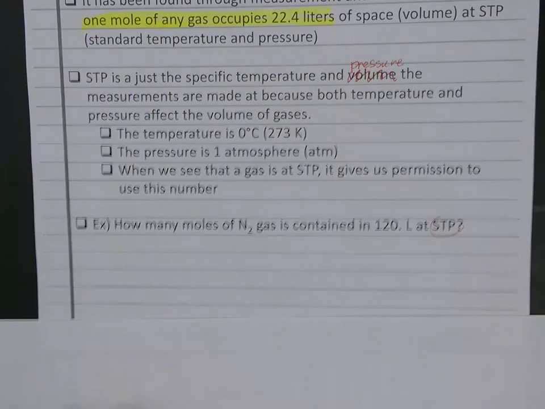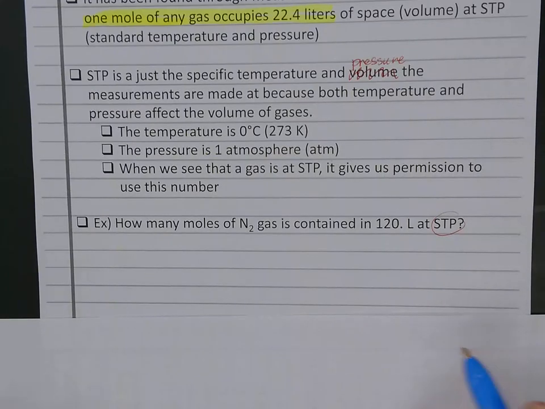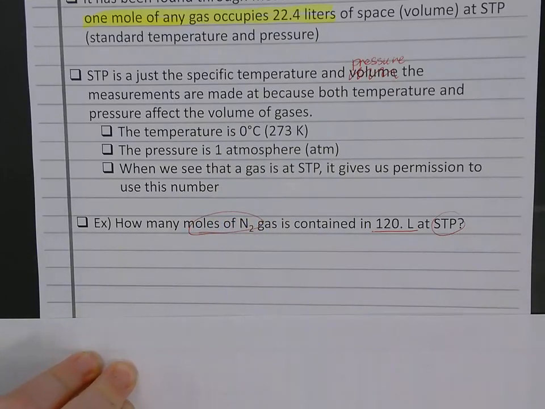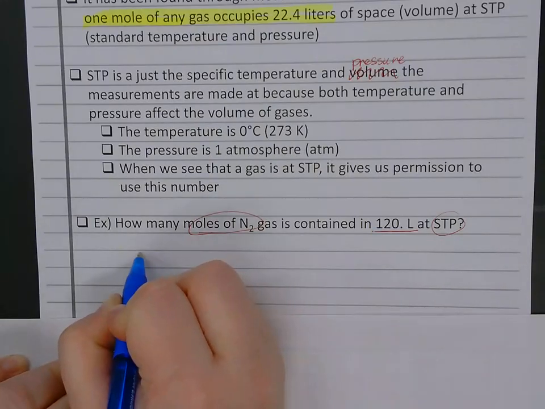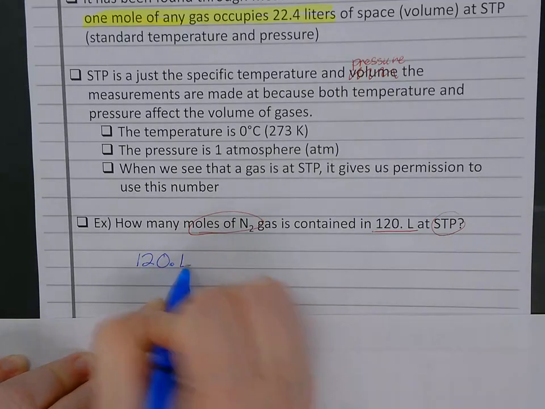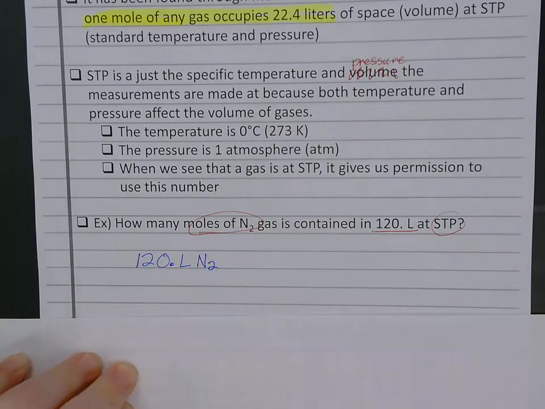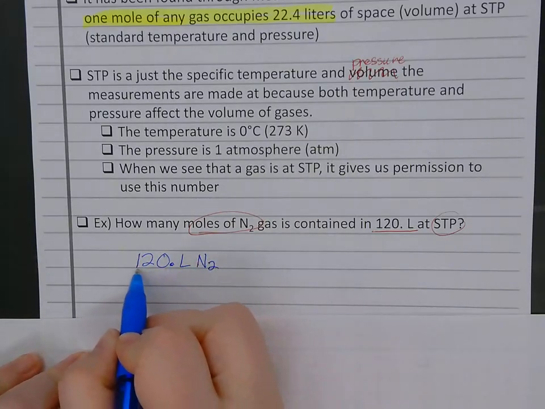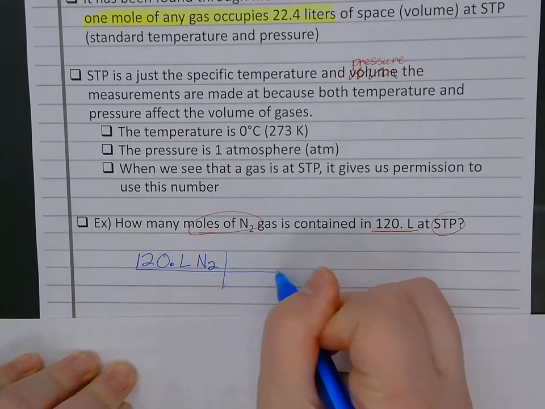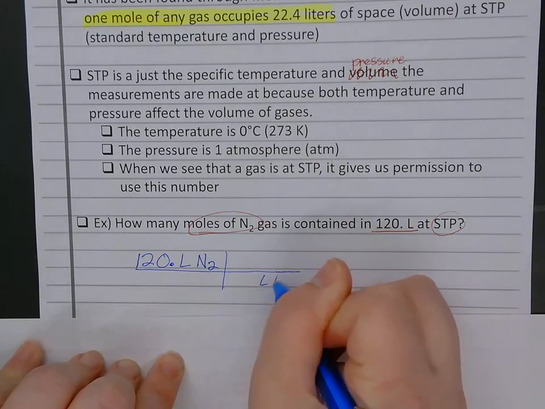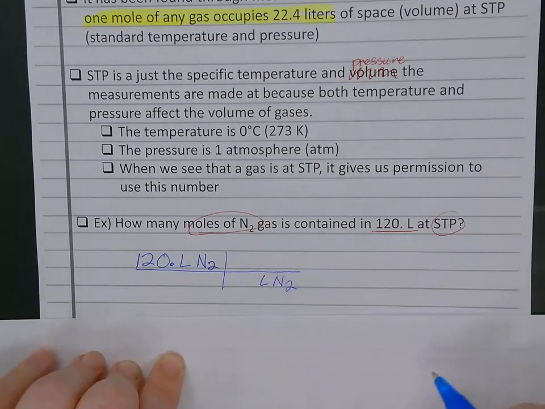Okay. So what amount are we given in this question? 120 liters. And what are we looking for? Moles of that gas. So again, our process is the same as we've been looking at the last few days. So what are we going to write down first? Given 120 liters. And it's of nitrogen gas. It doesn't mention any other chemicals, so we're not changing chemicals. We can set up our conversion here. So what are we going to put on the bottom? Liters of nitrogen, so they cancel. And what do we want?